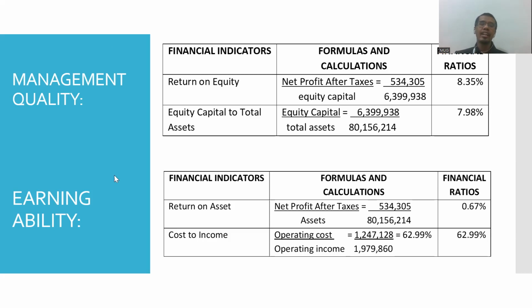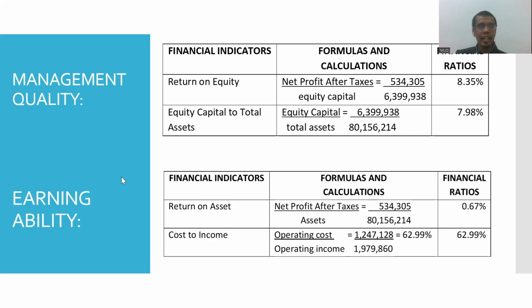Okay, so for the management quality, I think Bank Islam Malaysia Berhad's performance is quite good, because the return on equity exceeds the inflation rate, and the equity capital is giving the stakeholder 12 times their money.